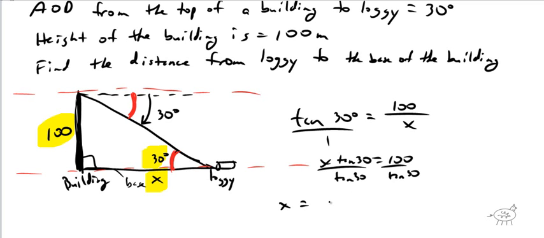So 100 divided by tangent of 30 is 173.2 meters. Okay, so that's how you do that problem. But remember, from a horizontal line.